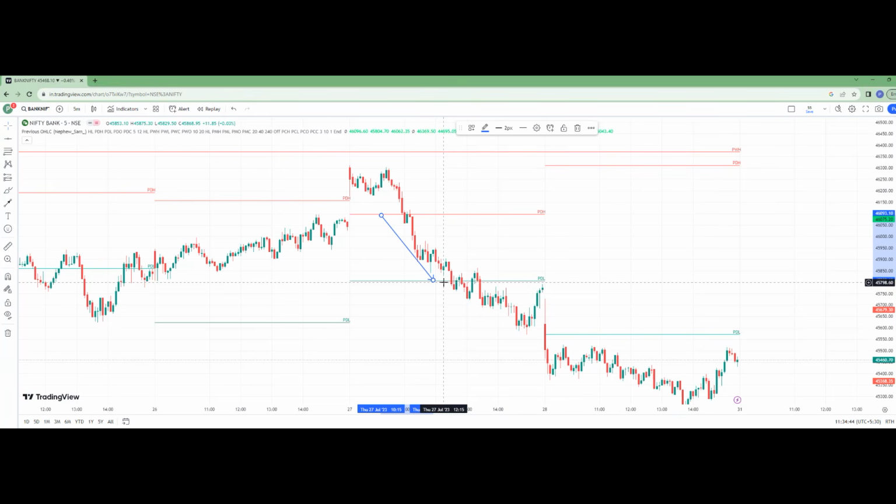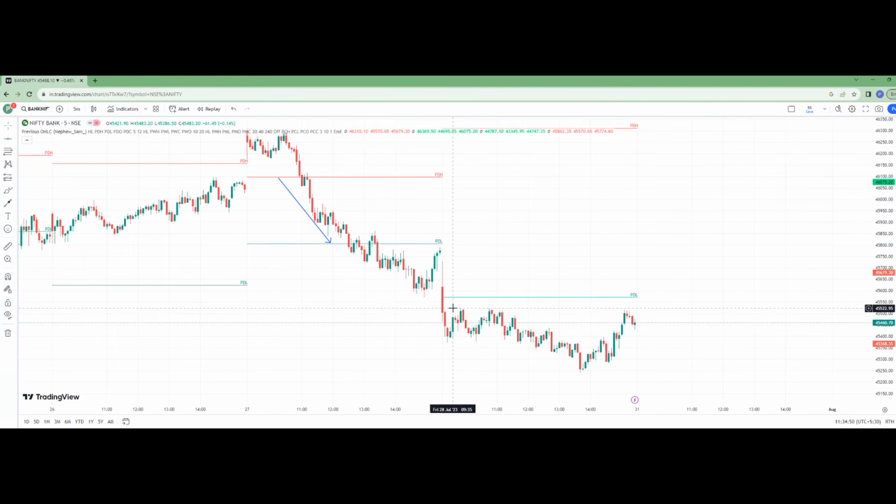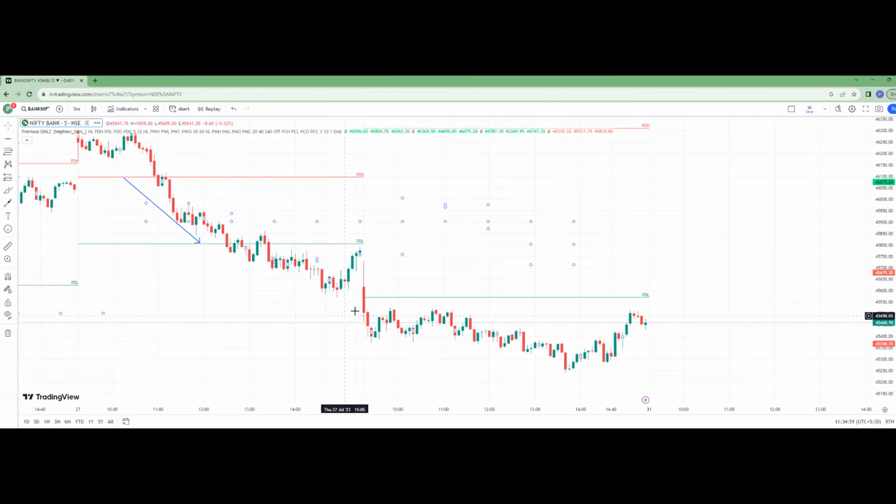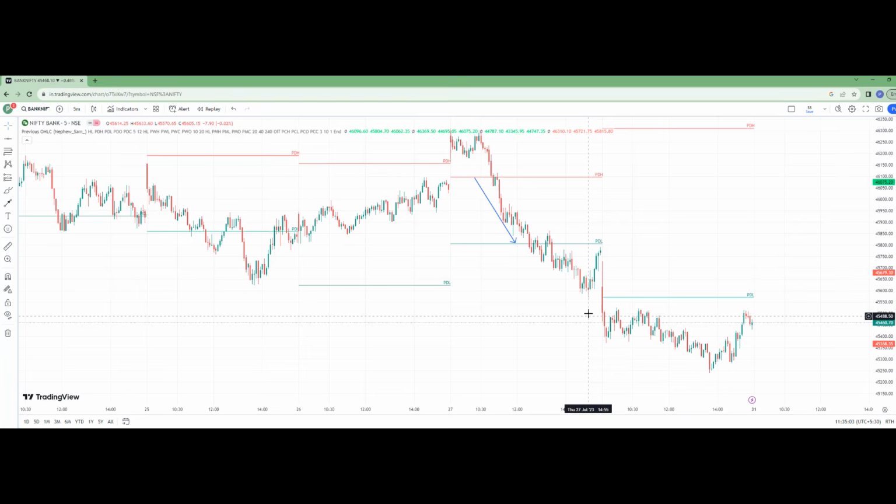So this is the previous day low, and once the price has broken the previous day low, we can see that there is again a fall in the price. The next day, that is 28th July also, price opened at the previous day low, and after that this red candle has broken the previous day low, and after that we can see that there is a fall in the price.